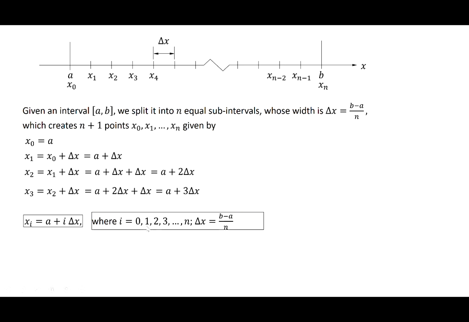Now if you say I is 1, this left hand side X sub 1 is A plus 1 delta X or A plus delta X. Yep, that checks out. So in fact, it checks out for all of them. Right? And how do you calculate delta X? We already said that. The total width is B minus A. Divide that by however many subintervals you split this into, which happens to be n. Cool? So first, you must understand how to split a given interval into equal subintervals and be able to tell what the coordinates of each of those points would be.